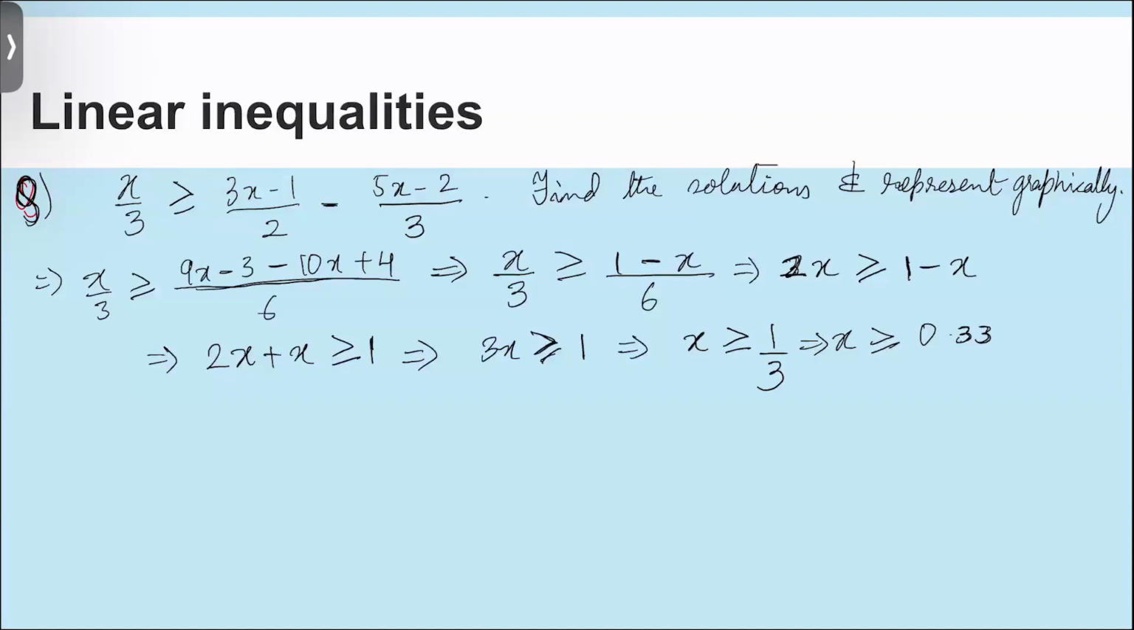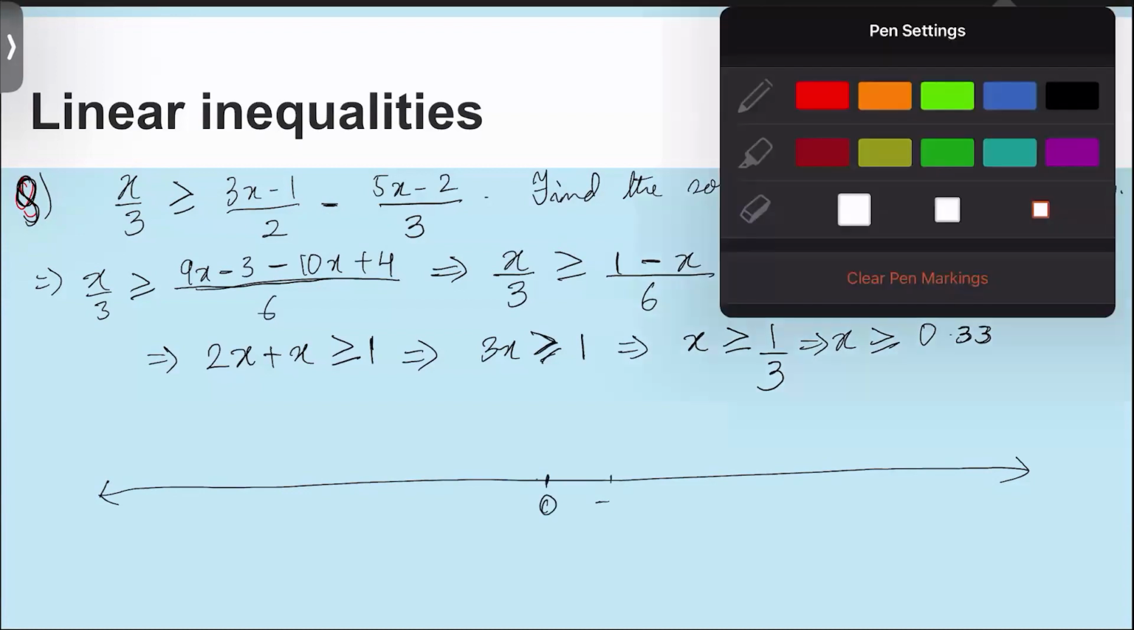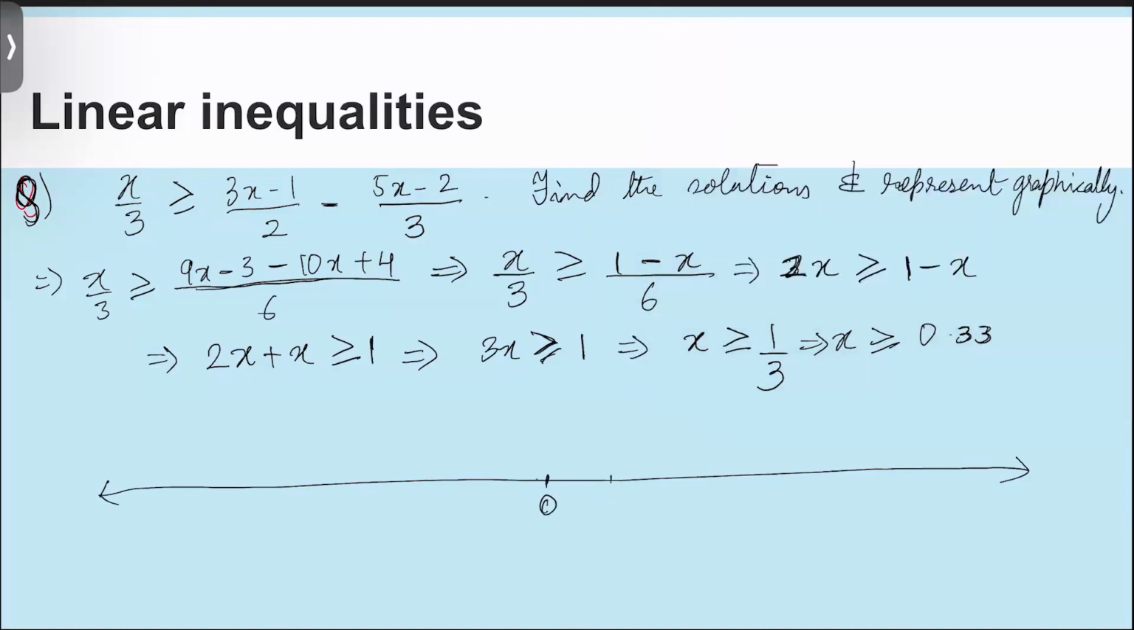Okay, so if you draw the number line, you write 1, 2, 3, 4, 5, 6, 7, minus 1, minus 2, minus 3, minus 4, minus 5, minus 6. Okay, so now we are saying that x is going to be greater than 1 by 3 or 0.33.